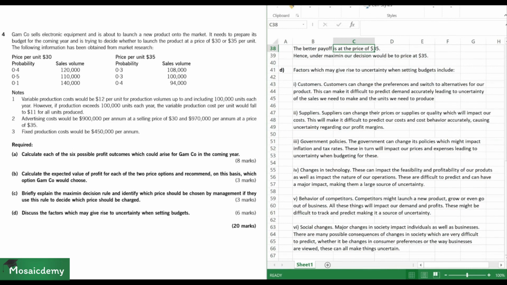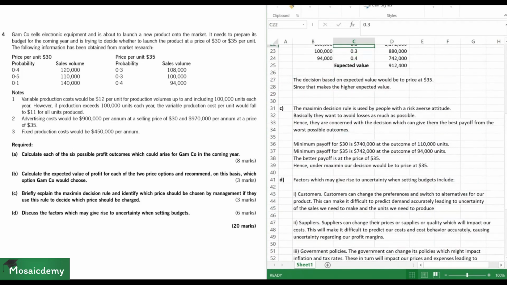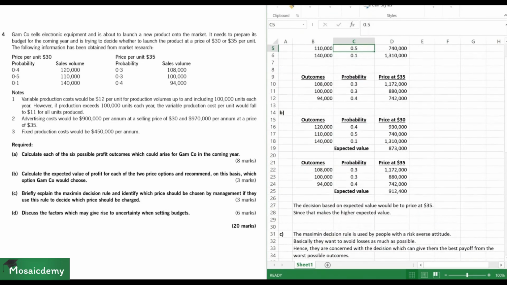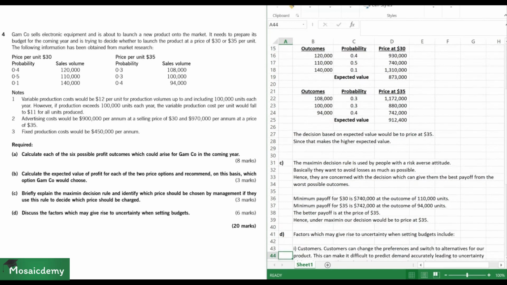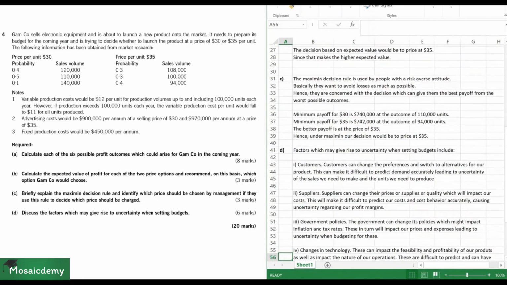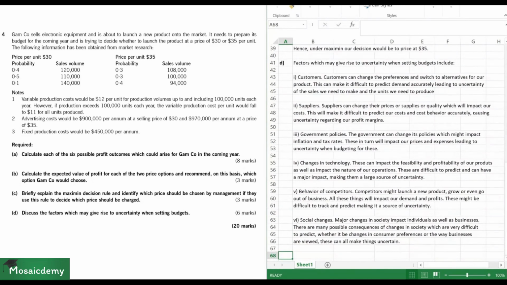Okay, so we're done with the question, and as you saw, it's pretty easy once you use the computer to do the calculations and the payoff table and expected value, etc. Okay, so I hope you guys benefited from this, and I'll see you guys next time.